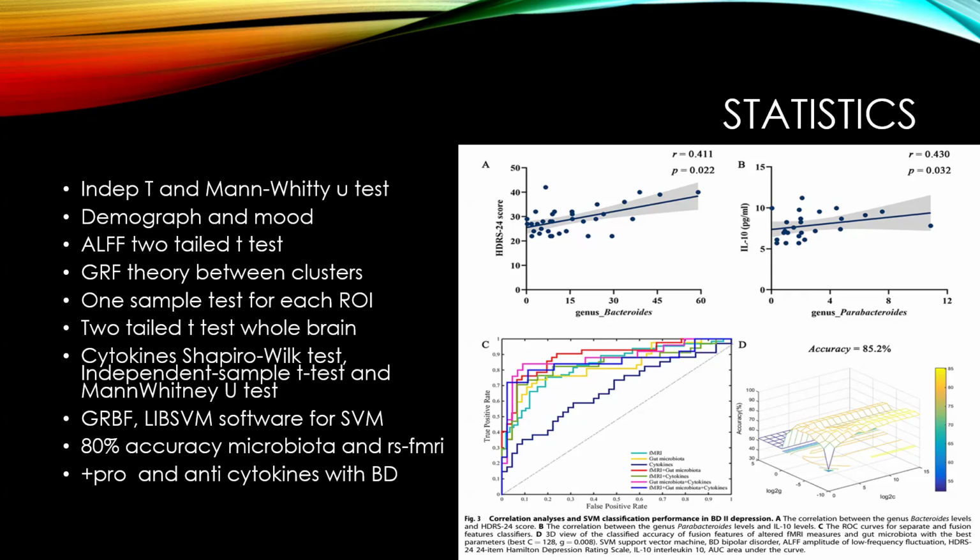So what did they classify? They classified the regions of the brain. They also classified the different measurements from the DNA from the fecal samples itself, so they could classify.